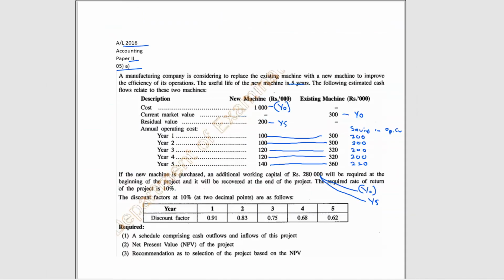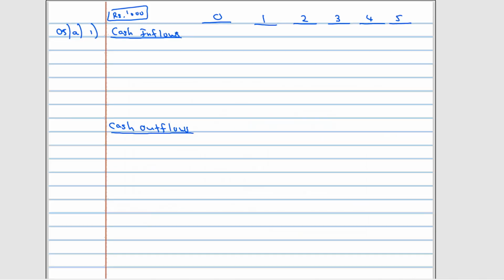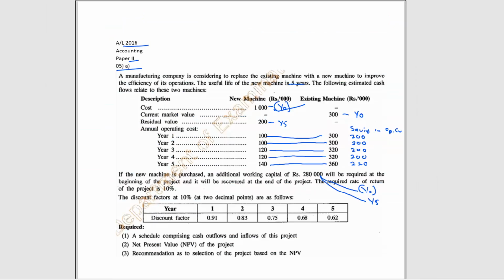So this one, purchase cost of the new asset, year 0 outflow 1000. So we are done with that. Next one, sales of the old asset.